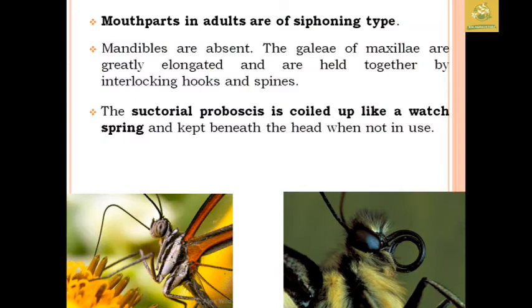While seeing about their mouthparts, they have siphoning mouthparts. You can clearly see this in the picture on the left side of this insect. The mandibles are absent, and the galeae of the maxillae are greatly elongated and held together by interlocking hooks and spines. The suctorial proboscis is coiled up like a watch spring and kept beneath the head when not in use. So you must remember that.